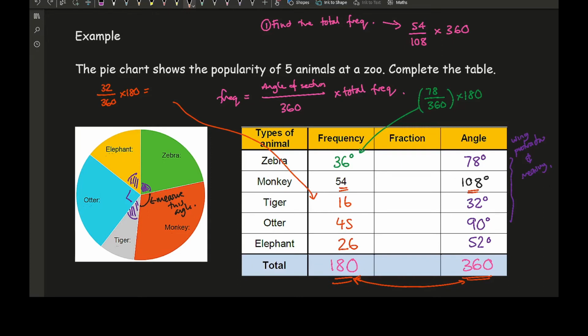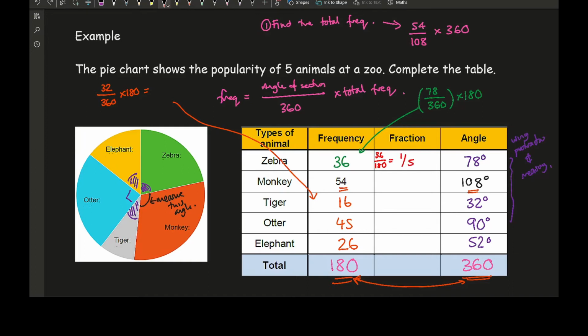Now then, once I've completed the frequencies, I can easily work out what the fractions are going to be. So for the fraction, it's going to be 36 over 180, and I don't know why I've put a degree there on 36, let's just get rid of that. If I go on to simplify 36 over 180, it simplifies to give me 1/5.